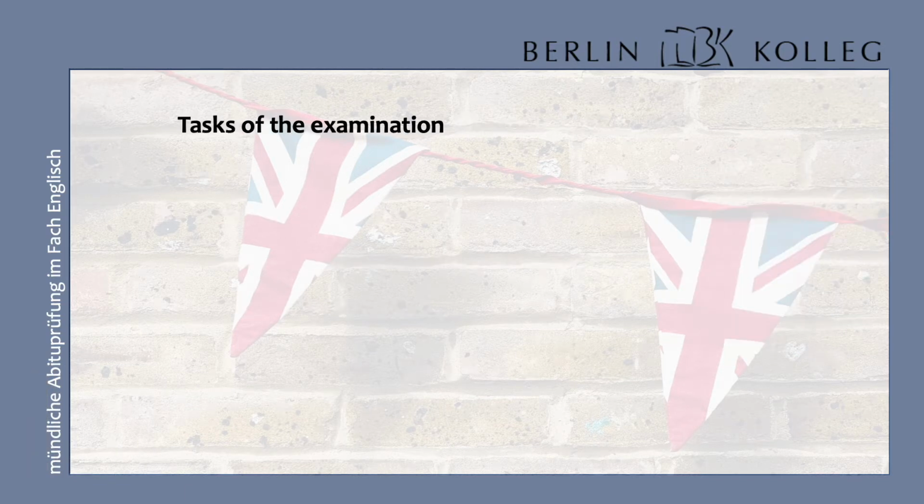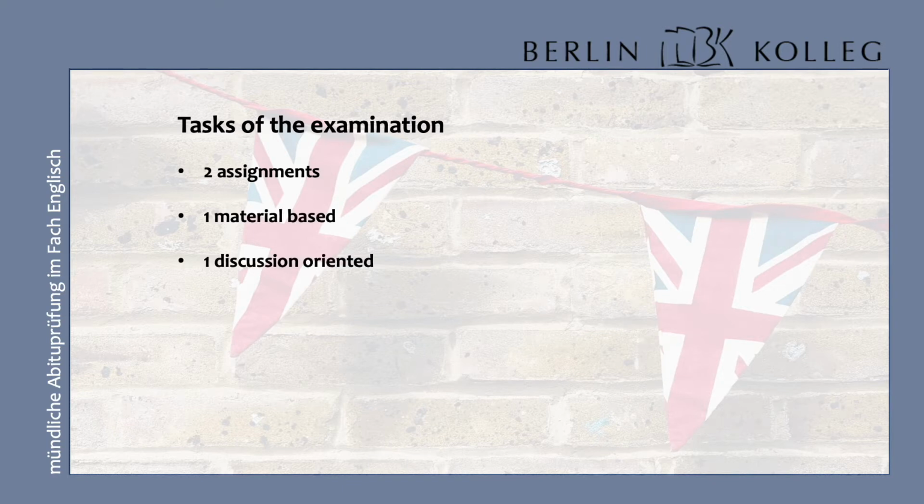The oral exams in the Abitur are always decentralized. That means your teacher prepares 2 assignments especially for you. The first one is more knowledge and material based, whereas the second one is more discussion oriented. The 2 tasks will be handed out to you shortly before the exam, and you will be given 20 minutes to prepare under supervision for the following oral conversation.